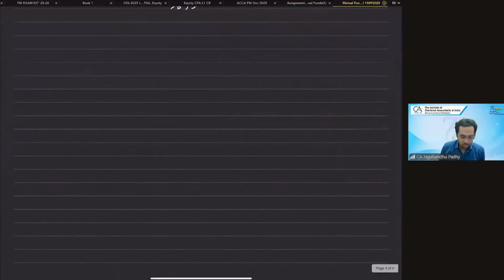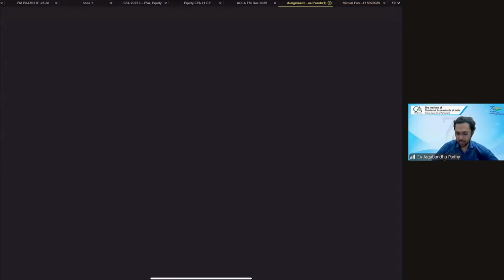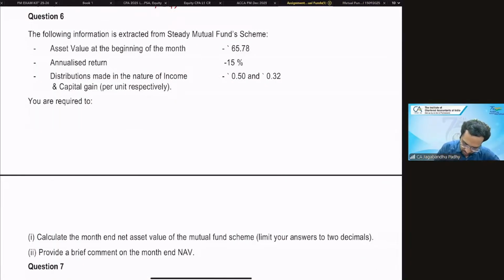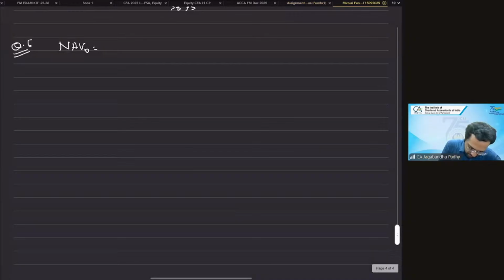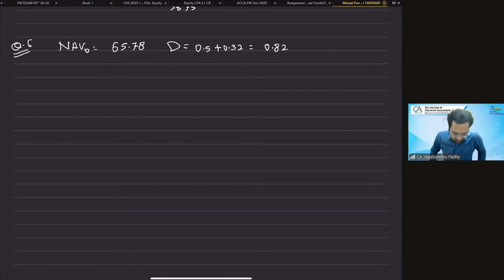So this is question number 6, guys. We have NAV at time period 0, which is 65.78. And we have the distributions, which is 0.5 plus 0.32, which is 0.82. So NAV in time period 0 is 65.78, and the amount of dividend distributions is 0.82.